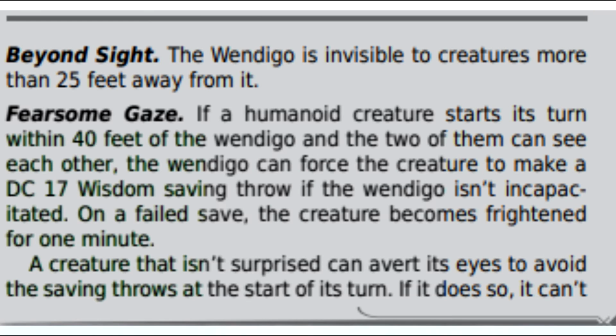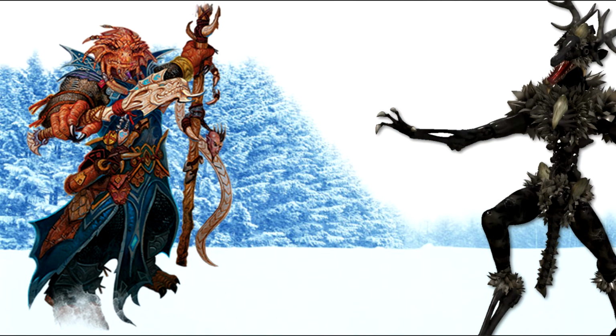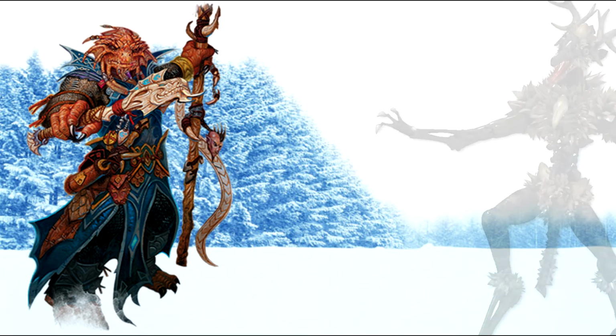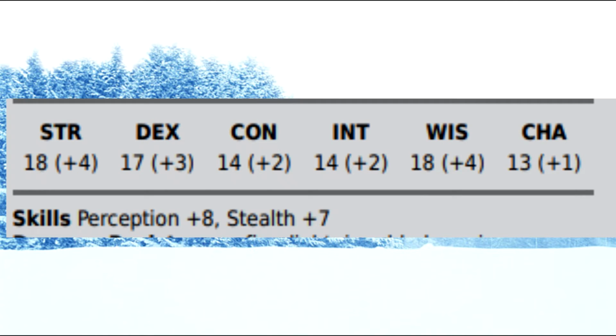Now, something to note about this Wendigo is it has a little ability called Beyond Sight, and as long as it's 25 feet away from the party, it's completely invisible. And now that's going to basically make it impossible to find, not just because it gets a +10 to stealth, it has advantage on every stealth roll, and that gives everyone else disadvantage on trying to find it.